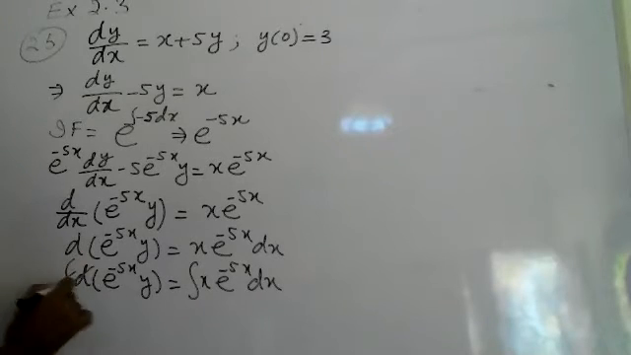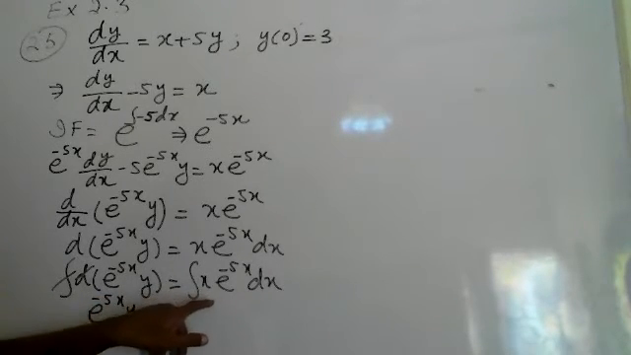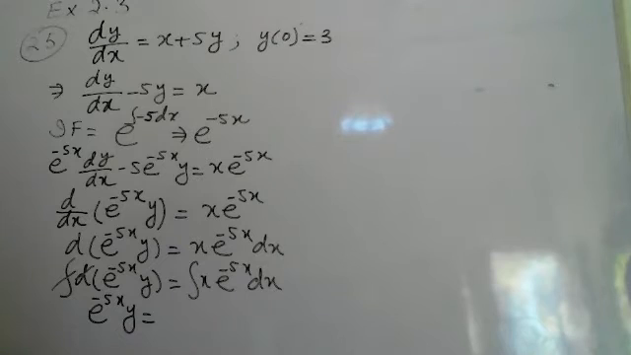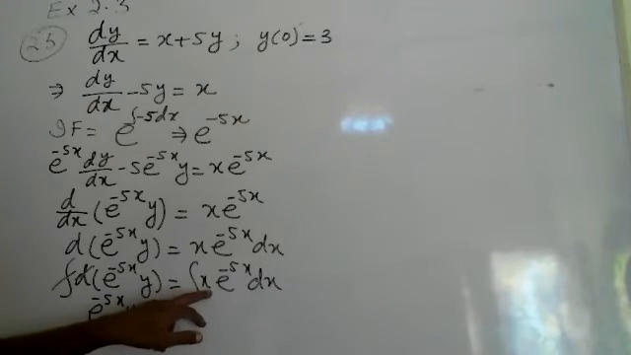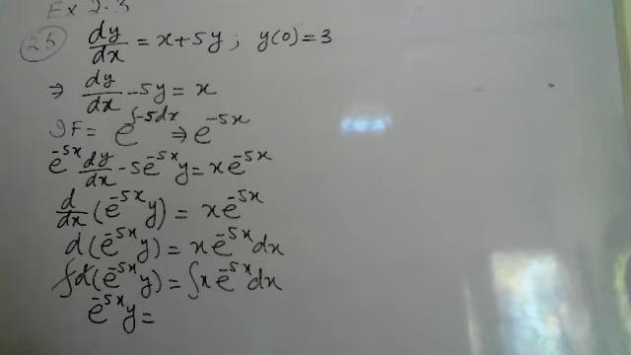This cancels; it is e raised to power minus 5xy. But here we will use the formula ∫u dv again, since two functions are being multiplied. So we will use the formula of integration by parts, ∫u dv.